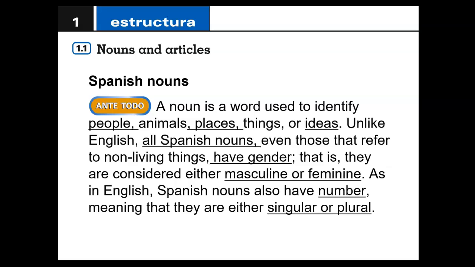Okay, so as in English, Spanish nouns also have number, meaning that they are either singular or plural. And of course, we can relate that to English. So moving on.